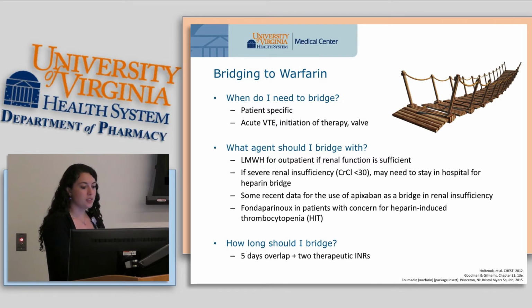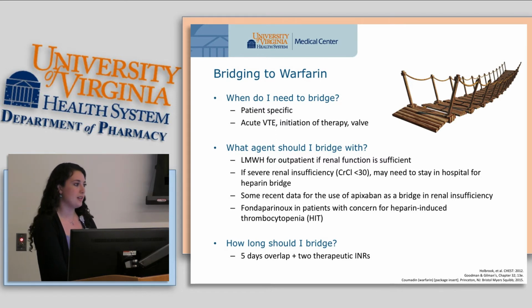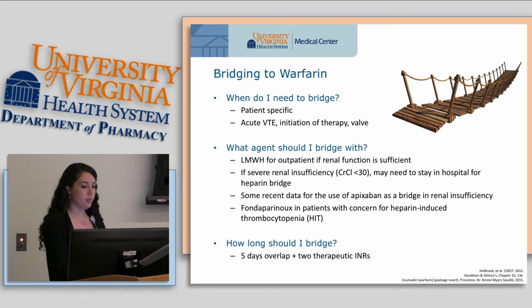And then the last one, fondaparinux, can also be used outpatient. This is usually used if a patient has had any history of HIT, or heparin-induced thrombocytopenia, which is an allergy to heparin, so this is appropriate to use in those patients. But it is a bit more expensive, so I feel like we don't see it as often, and it also has restrictions for renal dysfunction as well.